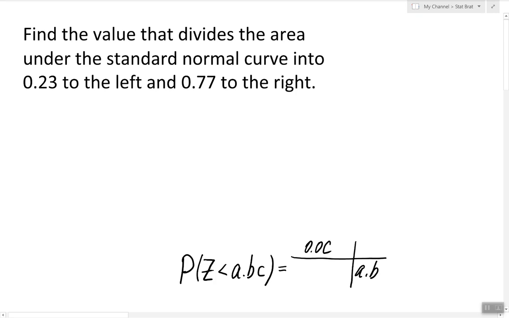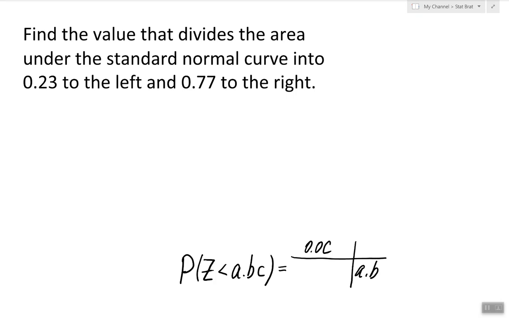To find z alpha, therefore, we will look inside of the table for the value 1 minus alpha, or the nearest value to 1 minus alpha, and then simply we would add the corresponding values from the margin of the table together to obtain z alpha. However, if we look at the question, it doesn't directly ask us for z alpha. So let's try to understand what the question is asking.